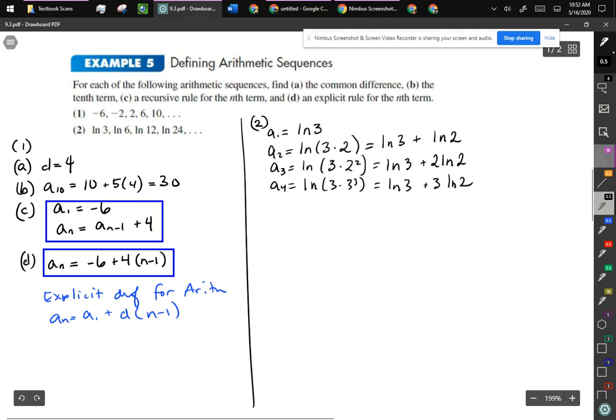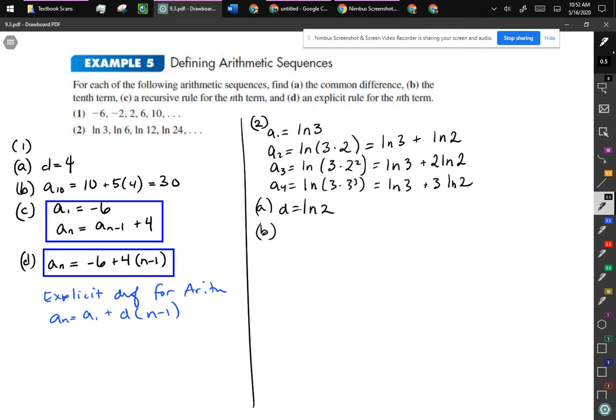So let's do part A. Common difference is ln of 2. Part B, we want the 10th term. And so the 10th term, you can think of a couple of ways to do it, but the way I'm thinking about it is I know that intuitively I start with 3 and I keep doubling it. And how many times do I double it if I want the 10th term? Well, that would be 9 times. So it would be 2 to the 9th, right? It's times 2 times 2 times 2 times 2. And so whatever value that gets you, that would be your 10th term.